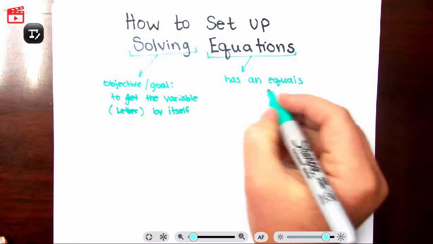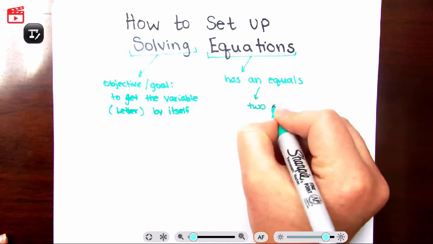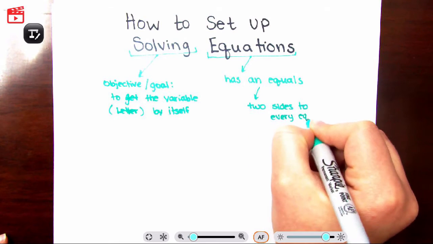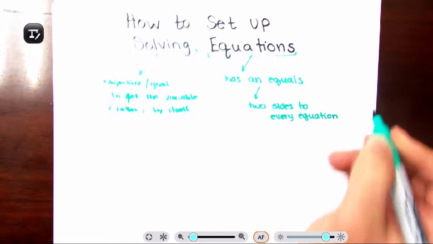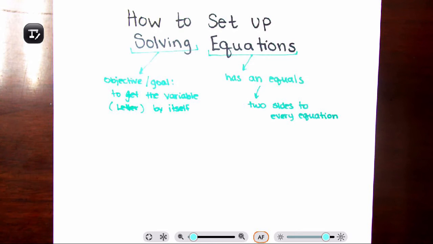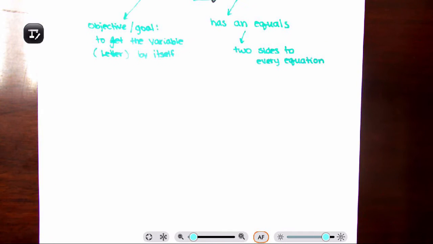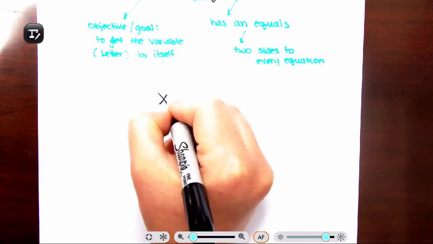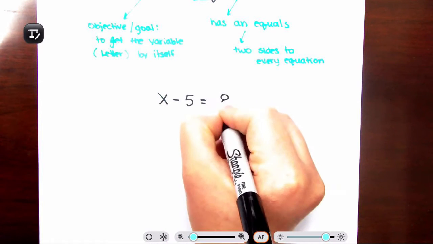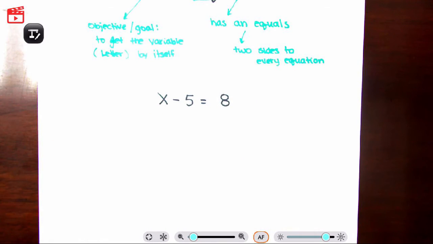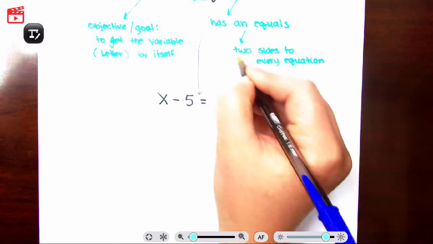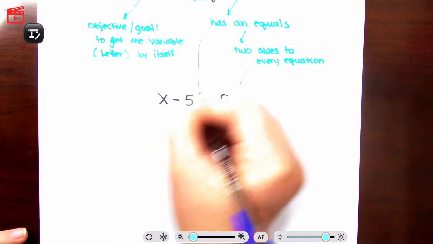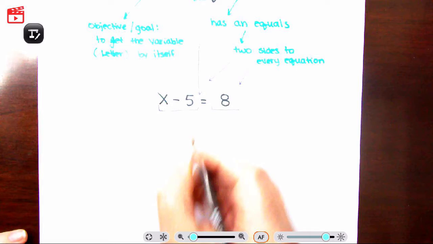An equation has an equal, so that means there are two sides to every equation. So I guess we will have to do some examples so I can show you what I mean by two sides and solving. All right, so we're going to start with something basic like a one-step equation. Let's say, here's an example, x minus 5 is equal to 8. I know this is an equation because it has an equal sign. Now it has two sides, right? Here's one side, and here is the second side.